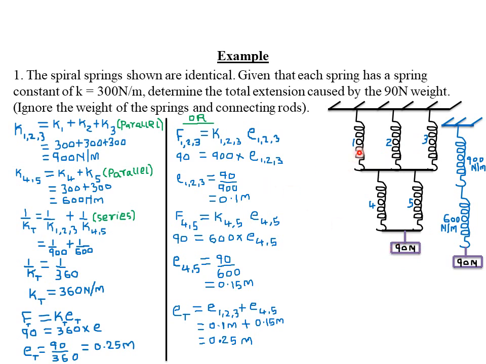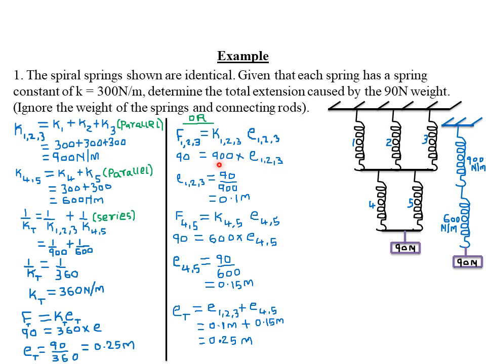Then the spring constant for springs 1, 2 and 3, we had already calculated. K1,2,3 was 900 Newton per meter, so there is no need of repeating ourselves. If we substitute values in this equation, that is, force acting on springs 1, 2 and 3 is equal to spring constant for springs 1, 2 and 3 times the extension for springs 1, 2 and 3, we'll obtain 90 Newton equal to 900 Newton per meter times the extension for springs 1, 2 and 3.